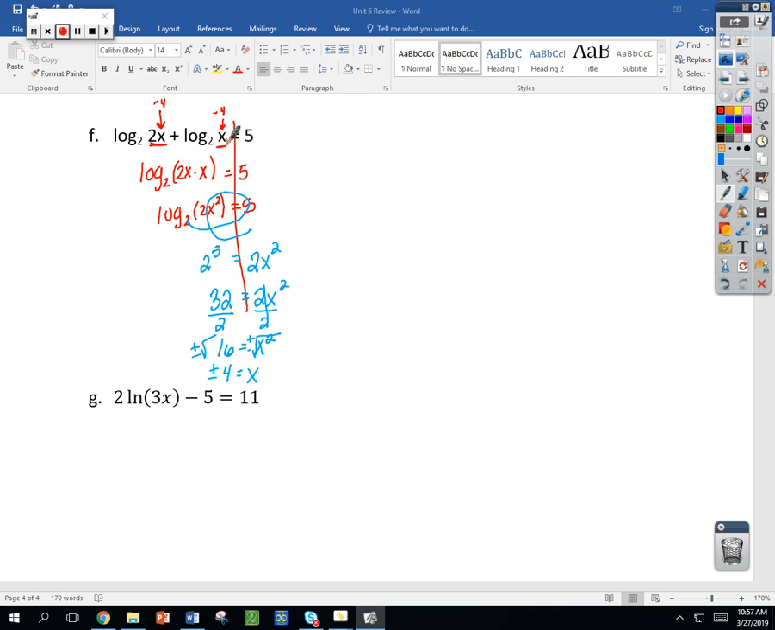Same thing here. If I put a negative 4 here, that would give me an error because it's negative. Also, if it was 0, it would give me an error. So that is also extraneous. So the only answer to this question is 4, because negative 4 is extraneous.